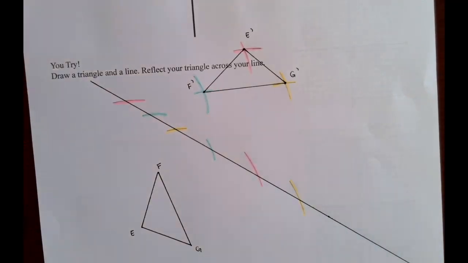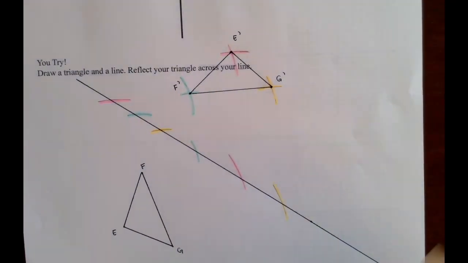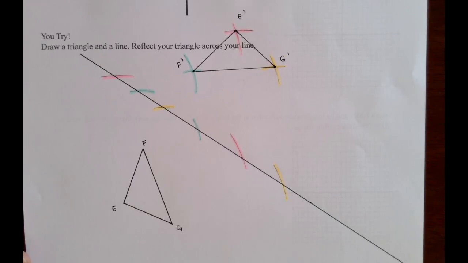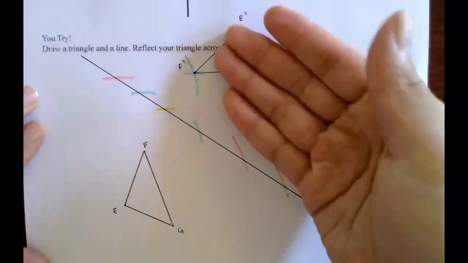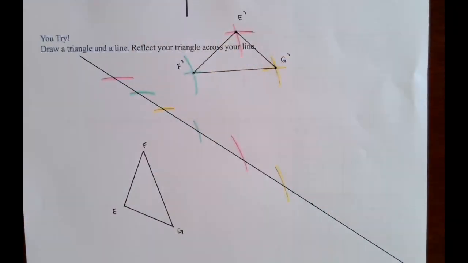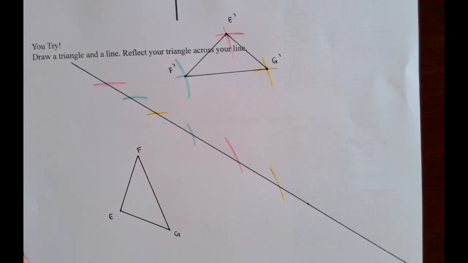Your triangle obviously might look different from mine. Your line might be placed differently from mine, right? One way you can check is if you fold on your line of reflection, your two figures should lay on top of each other. Okay, so if you got that right, you can move on to our next example. If not, here is your explanation.